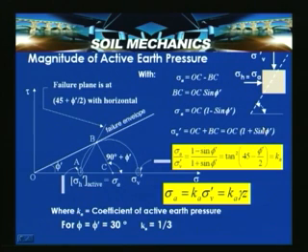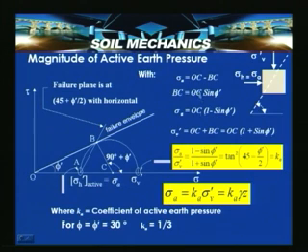Now the ratio of sigma A by sigma V dash is nothing but OC minus BC divided by OC plus BC. So OC and OC get cancelled. What we get is sigma A by sigma V dash is equal to 1 minus sin phi dash by 1 plus sin phi dash, which is nothing but tan square of 45 minus phi dash by 2, which is indicated by Ka, the coefficient of active earth pressure.